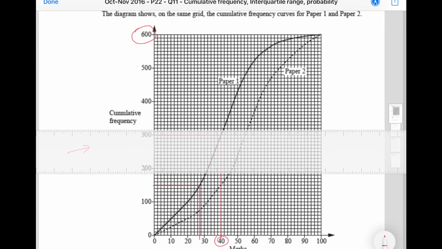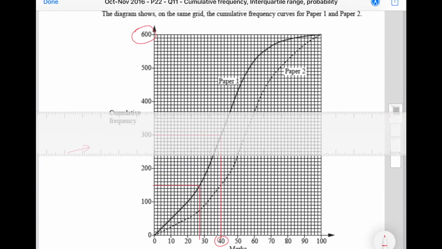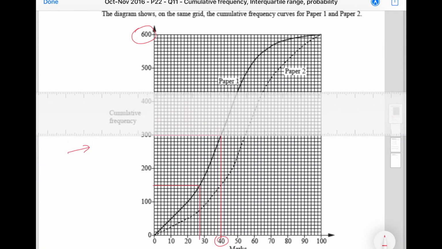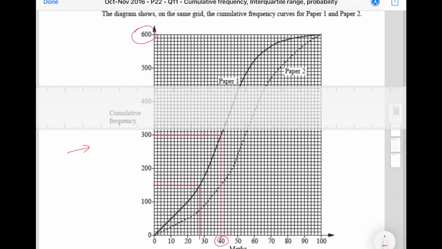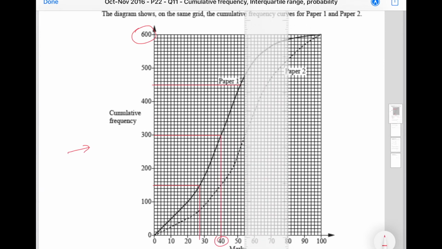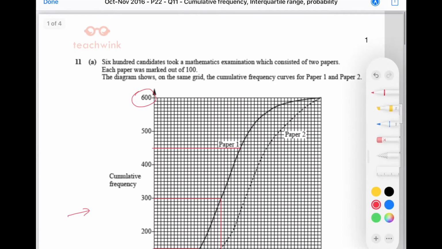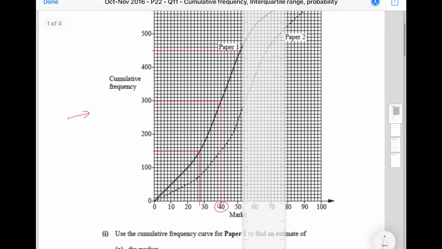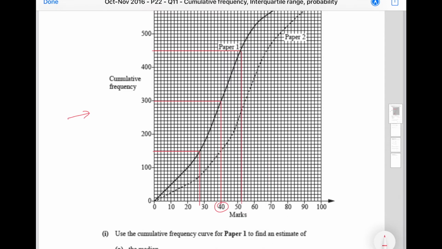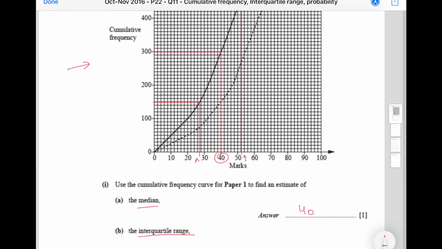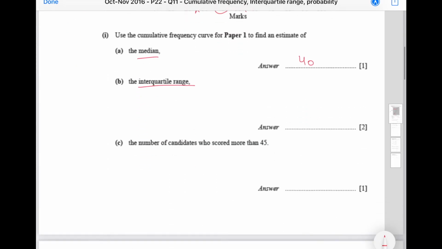Okay, and then we have to add 150 to 300, which brings us to 450, which is over here. So we draw a horizontal line over here and connect this point of intersection of the curve and the horizontal line with the x-axis. Okay, so we have 52 over here and we have 27. So when we subtract 52 and 27, let's see what we get. 52 minus 27, this gives us 25. So the interquartile range is 25.